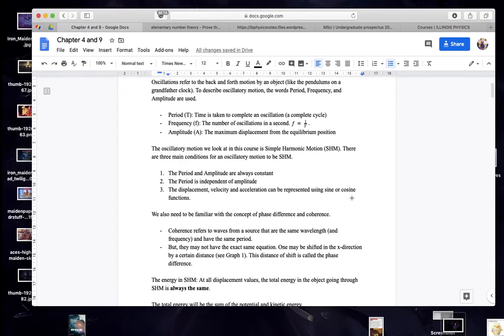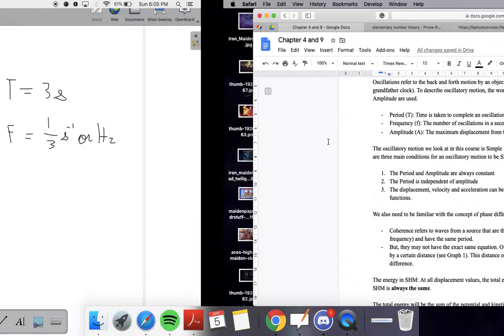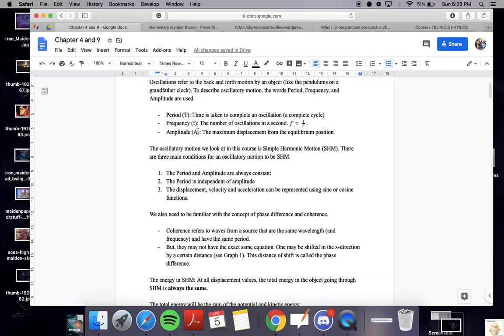All right, then next we have amplitude. Amplitude is the maximum displacement from the equilibrium position. So now back to this pendulum over here. The amplitude of this pendulum is going to be the distance from here, the equilibrium position, to when it's over here, because that's the maximum this pendulum ever travels. That distance over here is the amplitude, and it's given by the symbol A.